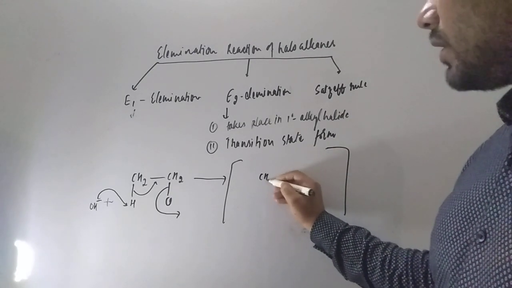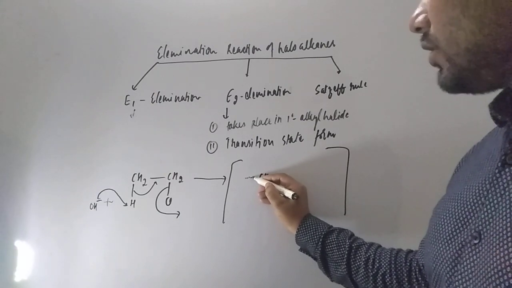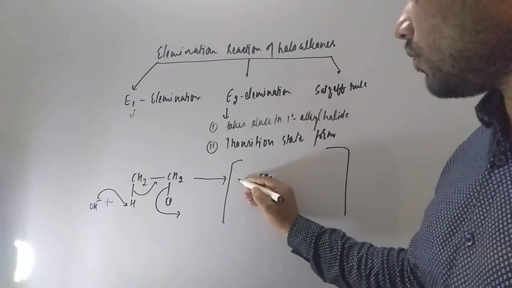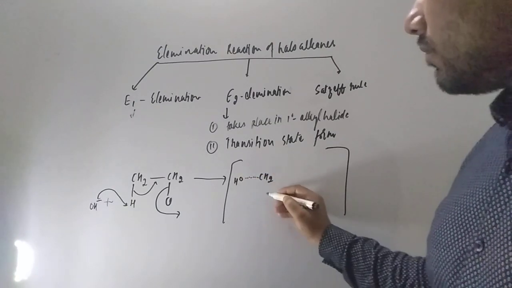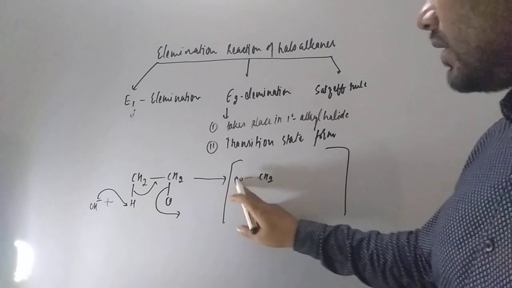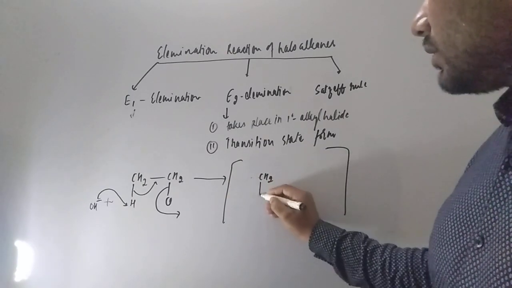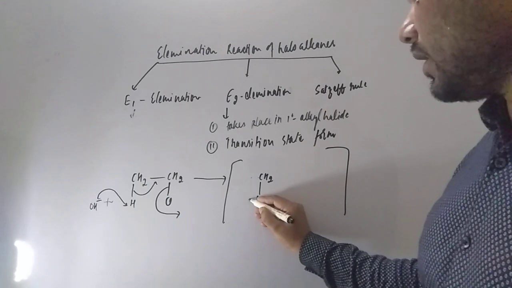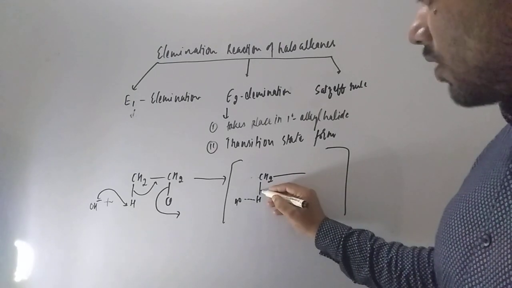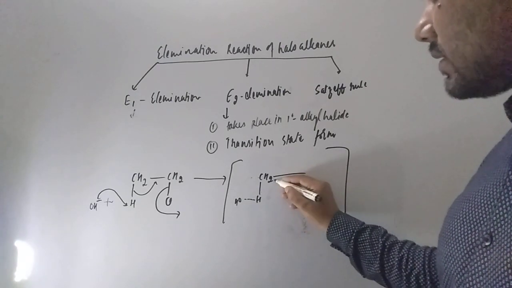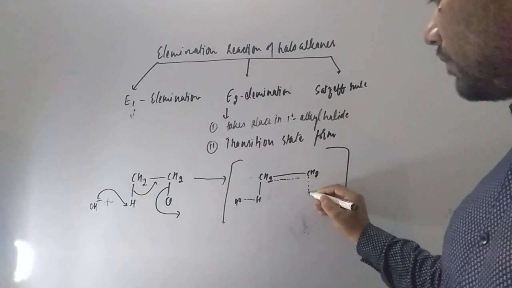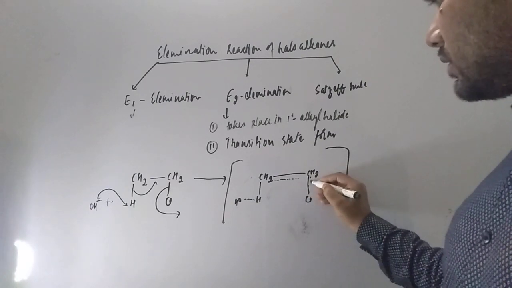So here is what is happening, students. CH2 is there, and on this side OH is forming the bond with the hydrogen. Either you can write it at the bottom also, there is no problem. Here hydrogen is there, so OH is forming the bond. In this case this bond will be shifting, so here will be a double bond, and here CH2 is there, and this bond will be broken. So this will be going like this.